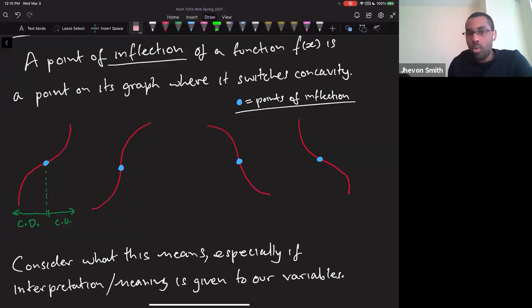I want you to understand what the inflection actually means. Increasing or decreasing is telling you whether it's moving up or down from left to right. What concavity tells you is whether or not it's speeding up or slowing down, right? So whenever something is concave down and increasing, it means that it's increasing, but it's increasing slower and slower, right?